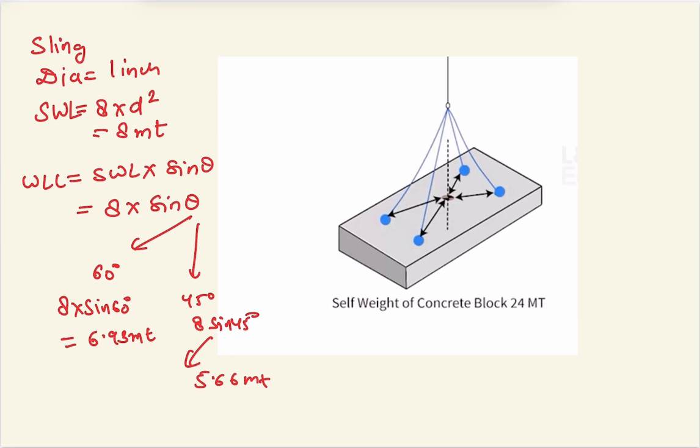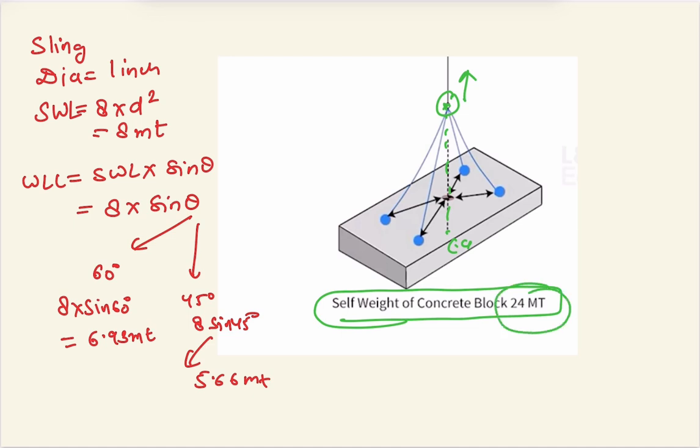This is a simple case. Suppose the self weight of the concrete block is 24 metric ton, and you have to lift it up. We are using a bridle hitch, 4 slings are there, and all of them pass from the common lifting point to the CG. So it is a symmetric object.